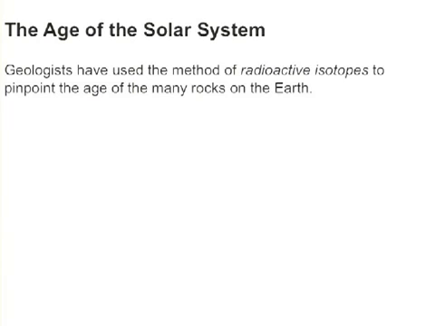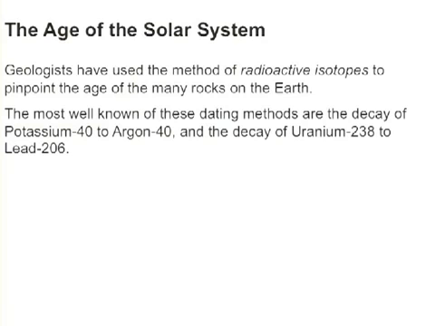Now, carbon 14 only works to ages of order 10,000 years or younger, because carbon 14 decays too quickly. There's nothing left after that time. So astronomers and geophysicists actually have to use a slowly decaying piece of the Earth. The decay of potassium-40 to argon-40 is one such method, and the decay of uranium to lead.